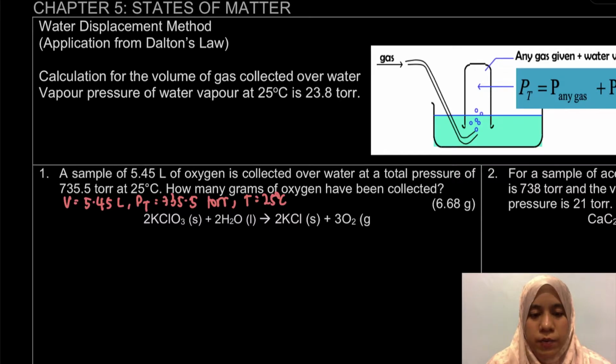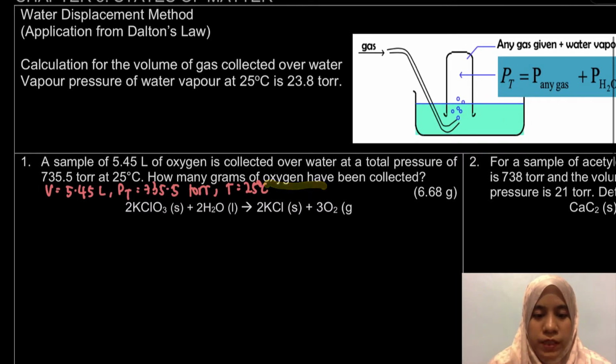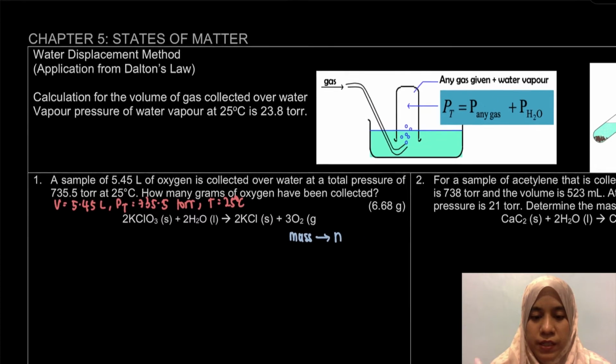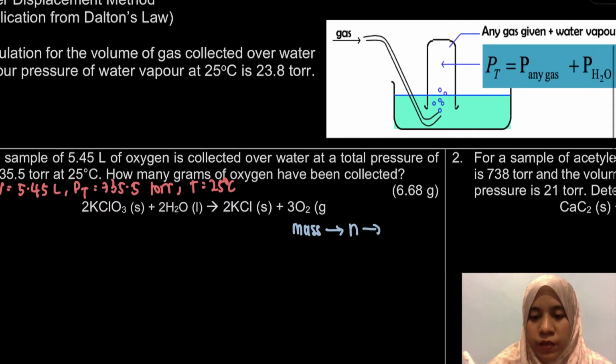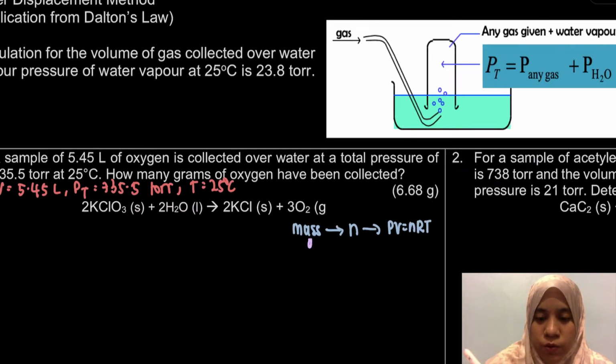So dia tanya dekat sini, how many grams of oxygen have been collected? Macam mana nak cari yang oksigen kita ni? Macam mana nak cari grams? So grams of oxygen, it means that dia nak mass. Kan? So kalau mass ni, macam mana nak cari? Mass ni kita kenalah cari daripada kita punya number of mole. Tapi dalam case ni, macam mana nak cari number of mole? Number of mole ni kita akan cari daripada PV equal to nRT. So again, we're talking about mass of O2, number of mole of O2. Ni maknanya pressure of O2, number of mole of O2 di sini.